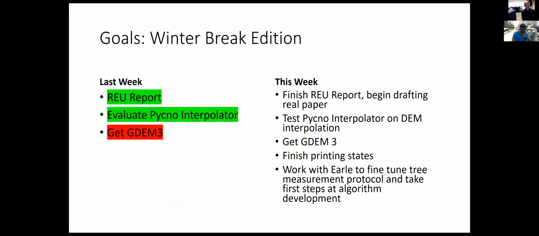Okay, so that was a pretty solid week for me, especially making some good progress on the REU report and the pycnophylactic interpolator. I didn't get GDEM3, but I'll get that downloaded, and GDEM2 should be done, I think, within a day. I need to finish printing the states over break. I'm not sure what we want to do about lab reports over break. Do you have feelings about that?